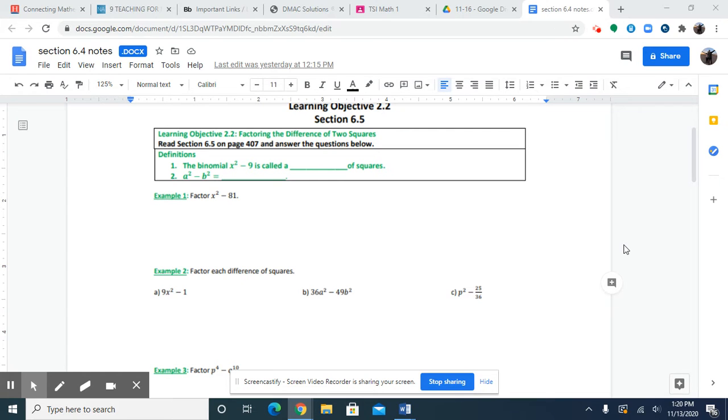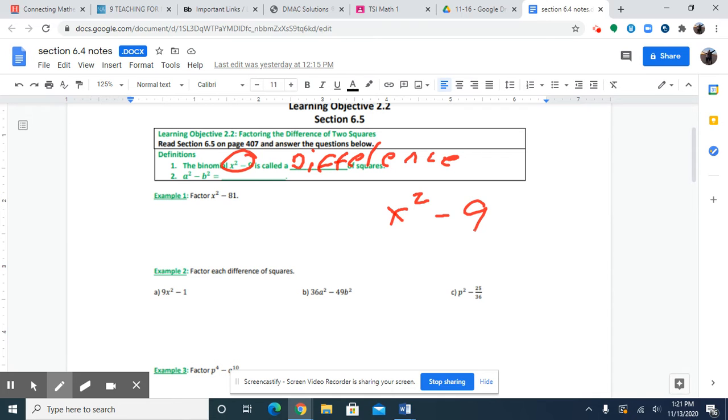We're going to go into section 6.5, and what we do in this section is look at a special rule for factoring, where we have a binomial x squared minus 9, which we call a difference of squares. And we would say a difference of squares. So what this means is that we have this binomial here that has x to the power of 2, and we're going to subtract a perfect square like 9.